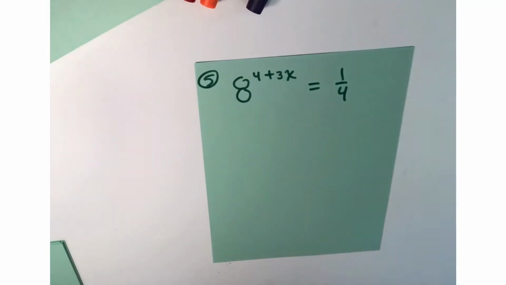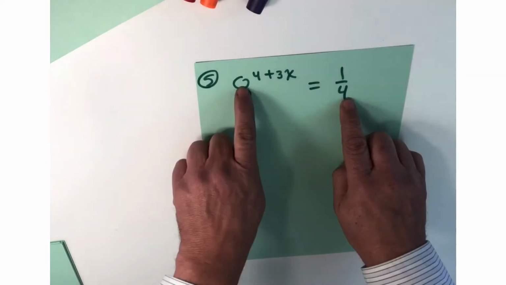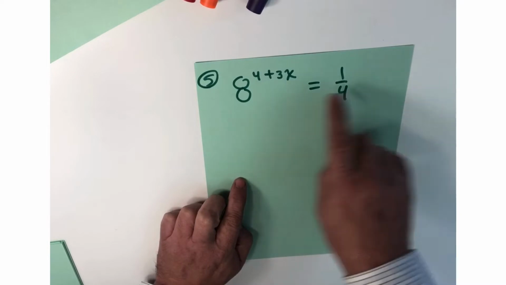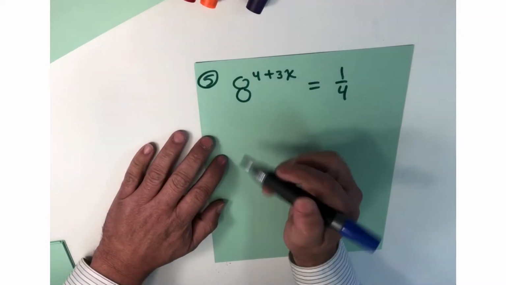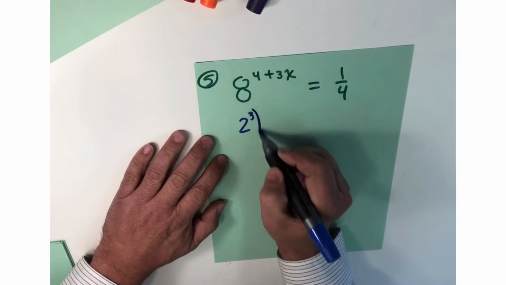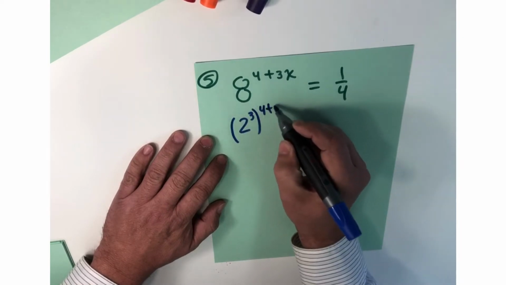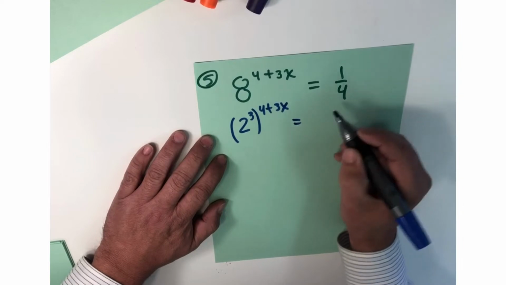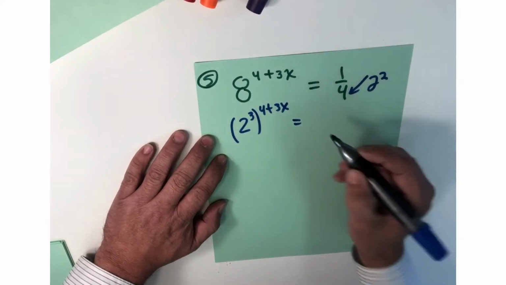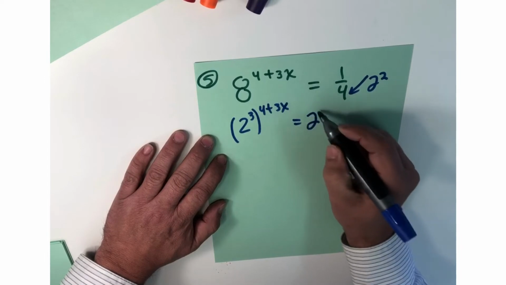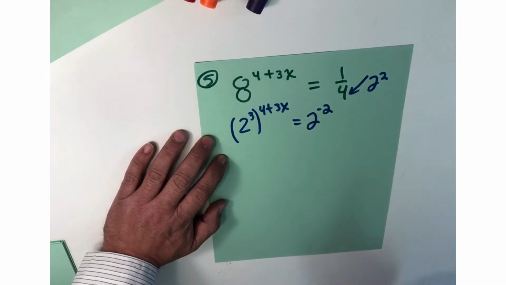And I'm going to look for a common base again between 4 and 8. No, I cannot change 4 into 8, and I cannot change 8 into 4. But I can use this again as 2 to the third power, 4 plus 3x. And I can change this. Again, this is 2 squared, but when you make it unhappy, it becomes 2 to the negative 2.